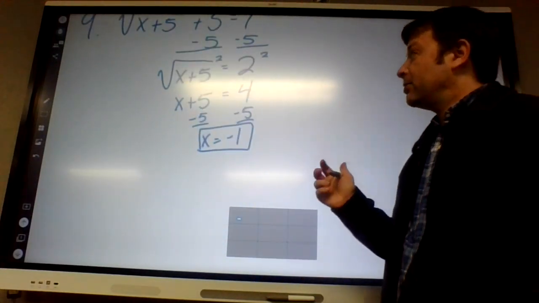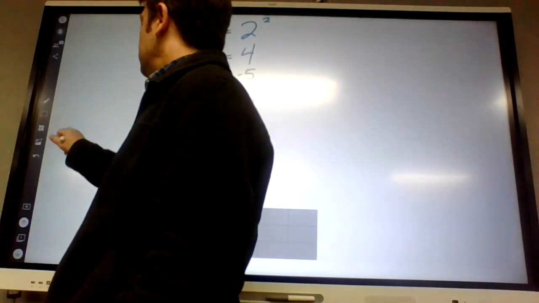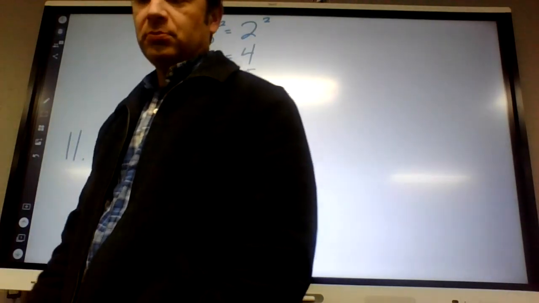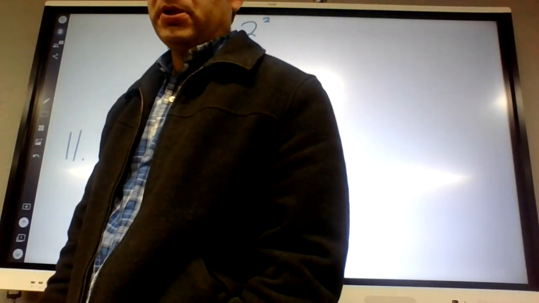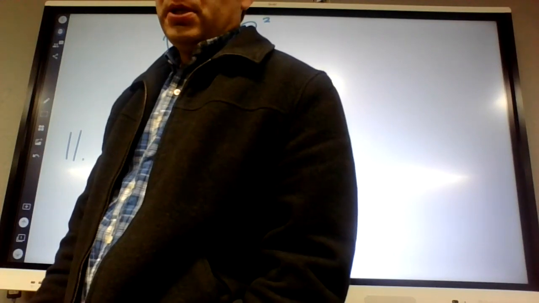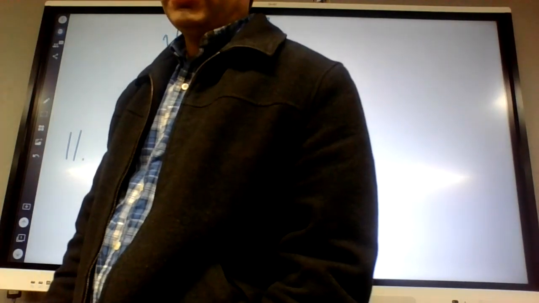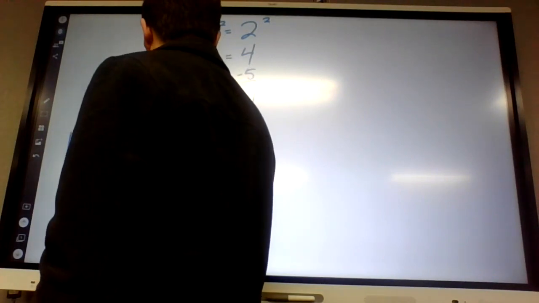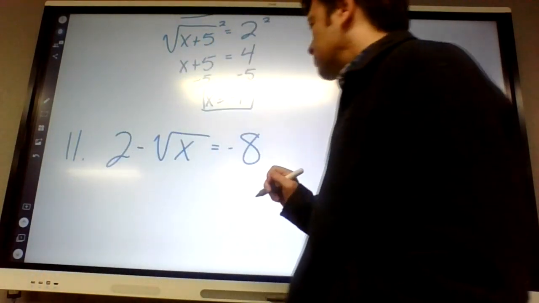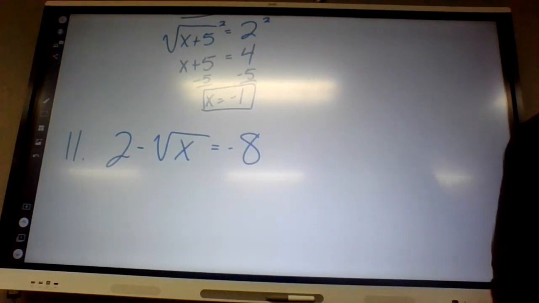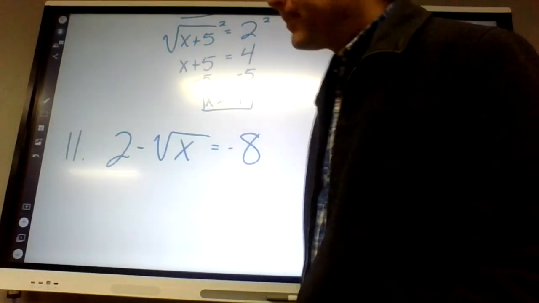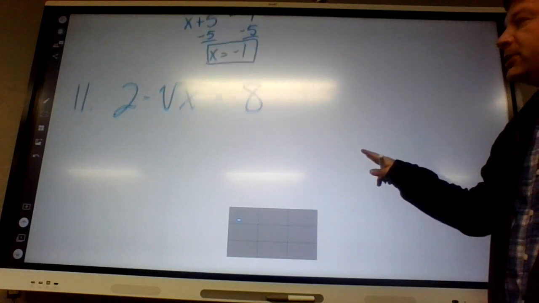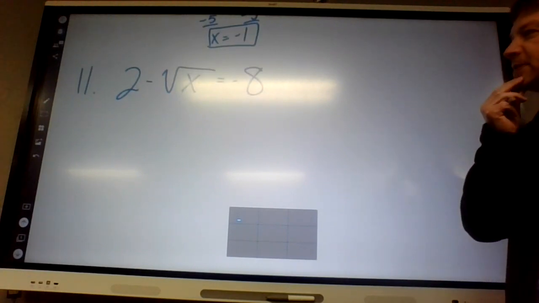One of these is not going to work. So is there one no solution on the odd and one no solution on the evens? One on the odd and one on the evens. Now number 12. 2 minus square root of x equals -8. Did I copy that right? Yep, alright. What do you guys think? What should we do first?